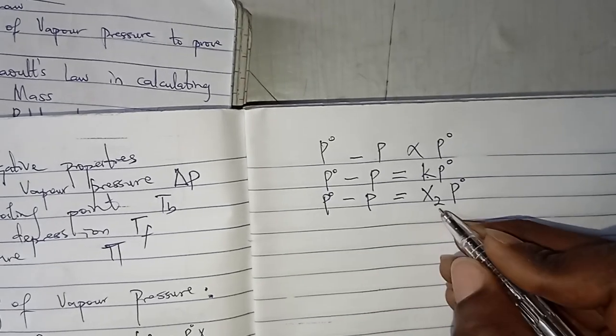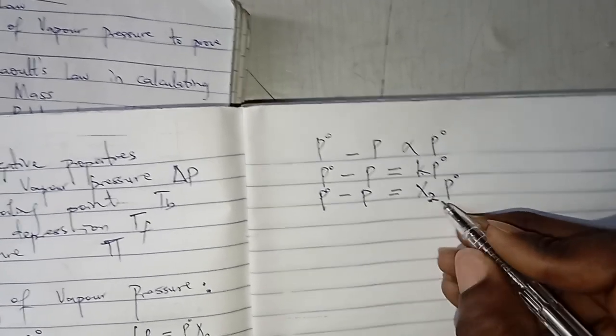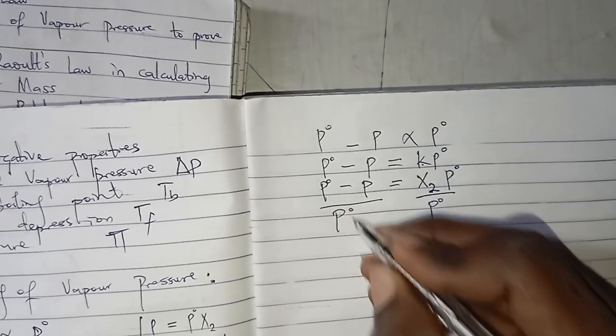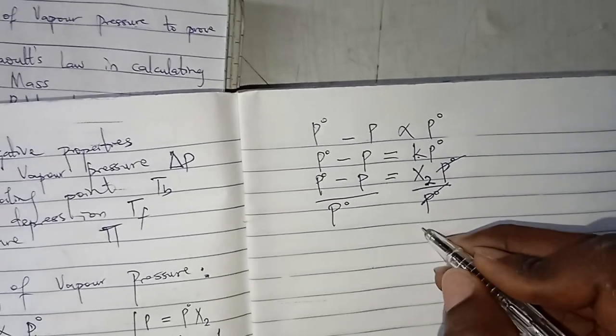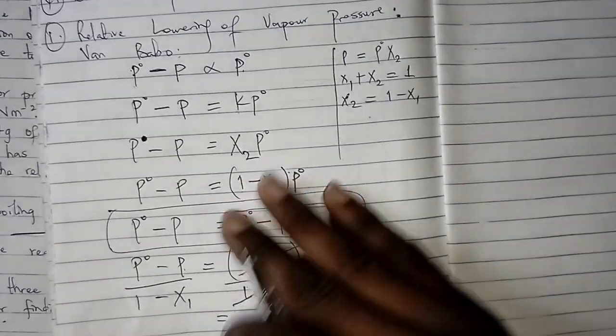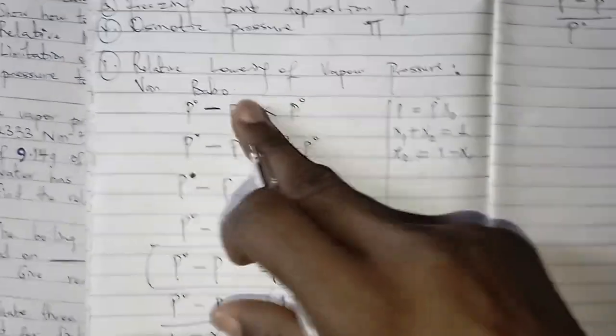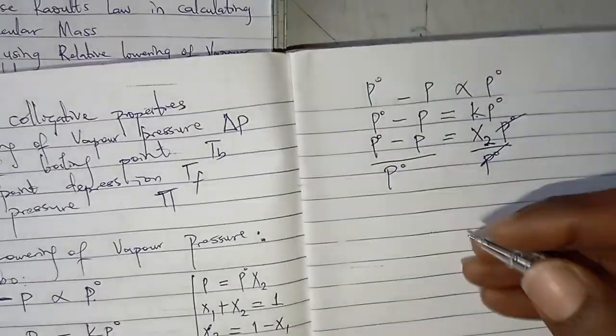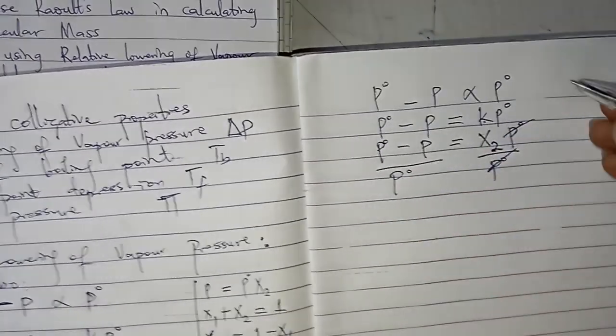So this is going to be making mole fraction the subject of the formula. You now divide both sides by P naught, so that this will cancel this. So whichever way, even assuming we use this, it will still work. But it's just that we want to use Van Babu's law, lowering of vapor pressure, to prove Raoult's law. So that means this is what Van Babu gave us.